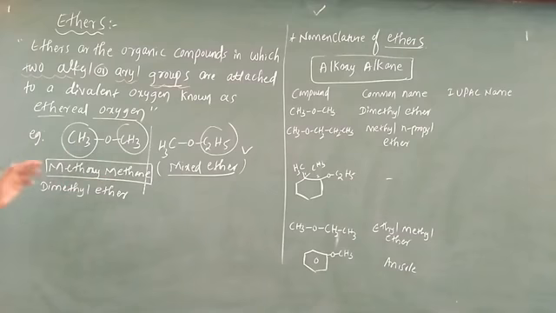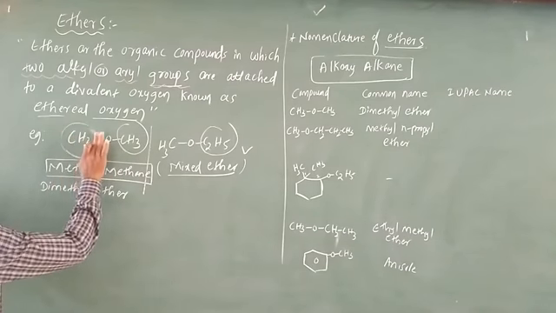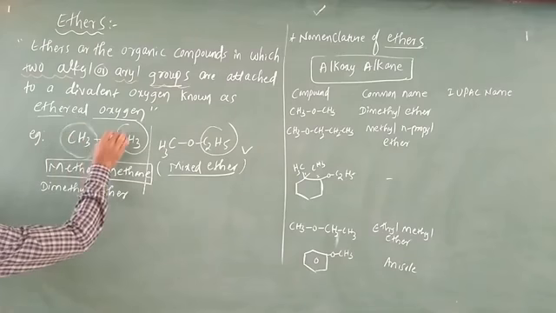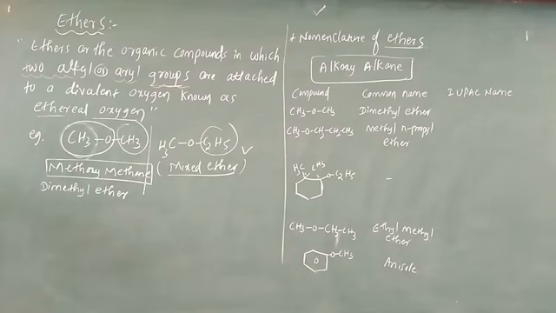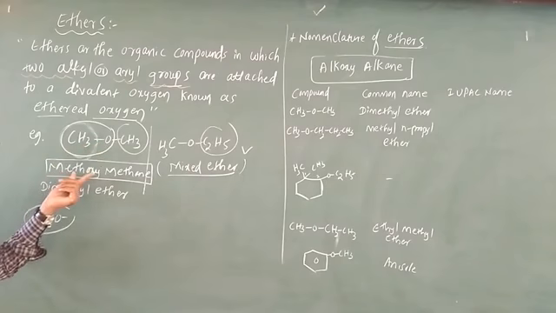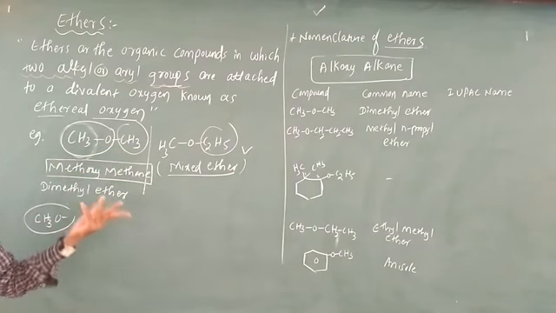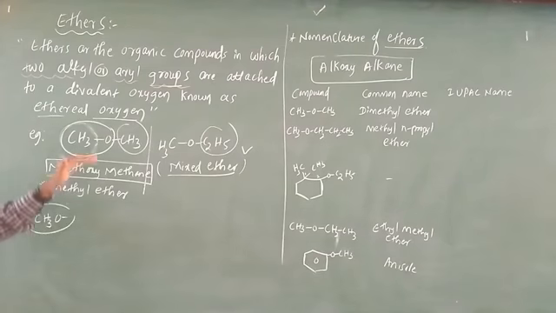What is the meaning of methoxymethane? Here one alkyl group is combined with oxygen, and we call this methoxy. I am going to write CH3-O. This group indicates the methoxy group. Totally, CH3-O indicates methoxy. Next, CH3 is there, that is methane, so methoxymethane. This is the IUPAC nomenclature of this compound.